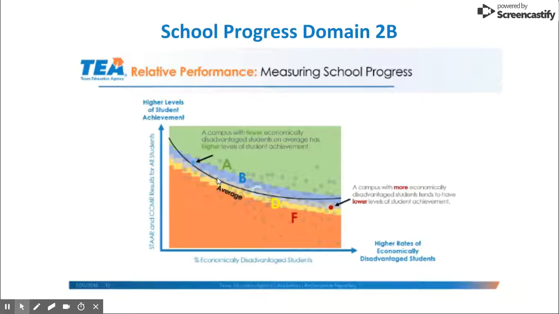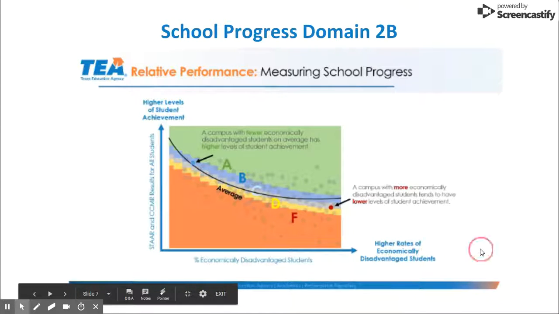There are certain schools with 30% economic disadvantage that outperform their peers and can get a B or an A in relative performance, while there may be some schools that underperform compared to their peers with 30% economically disadvantaged and may get a D or an F, D and F being improvement required.